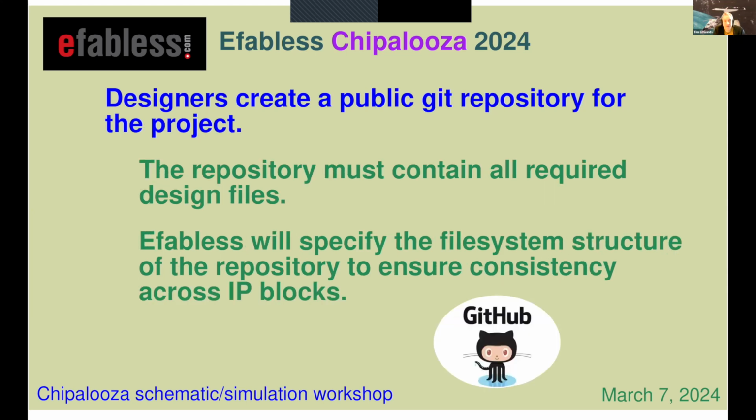The second rule for the schematic stage was that designers will create a public Git repository, and I'll go through that. I'll just show you how to do that live when I get around to that part of the workshop. And the repository must be in a state where, at the time of the schematic design review, all of the files that we need to do a full characterization are pushed to that Git repo.